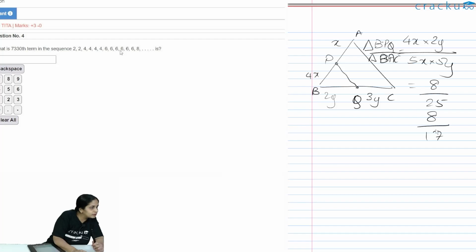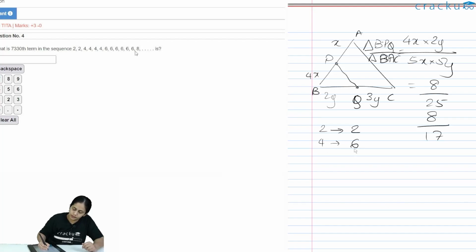The 733rd term in the sequence is what? 2 terms, 4 terms, 6 terms, 8 terms. Okay. So if I repeat 2, I get 2 terms. If I use 4, I get 6 terms. If I use 6, I get 12 terms. If I use 8, I get 20 terms, and so on.